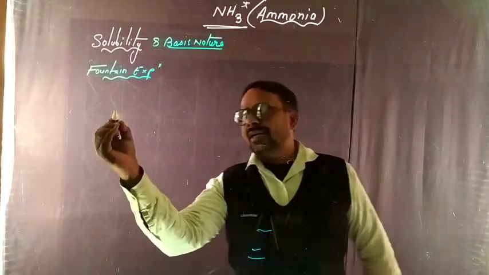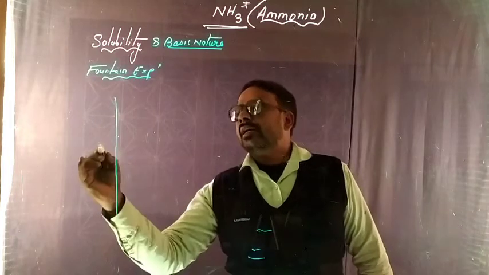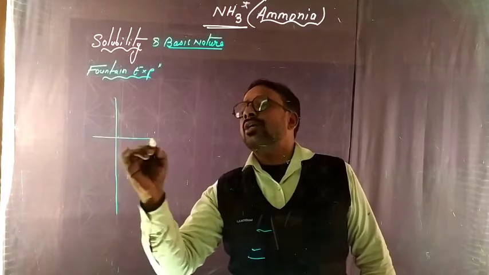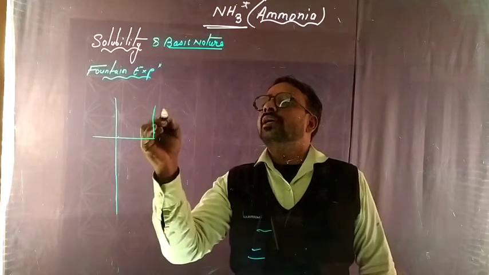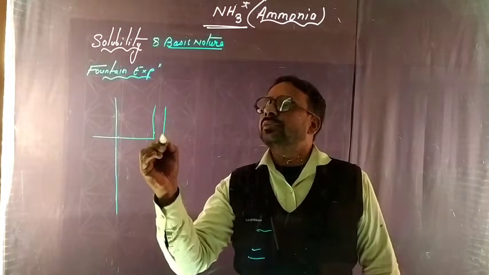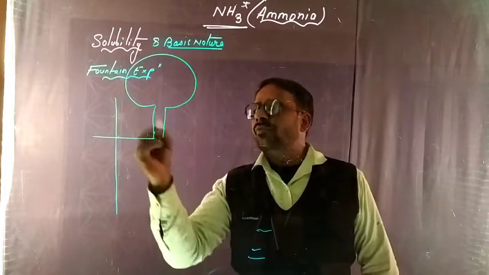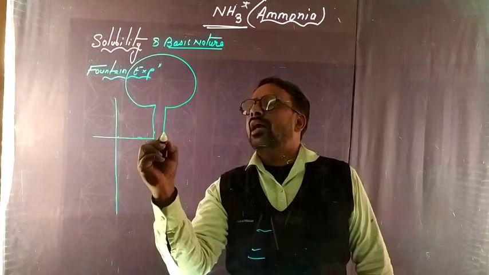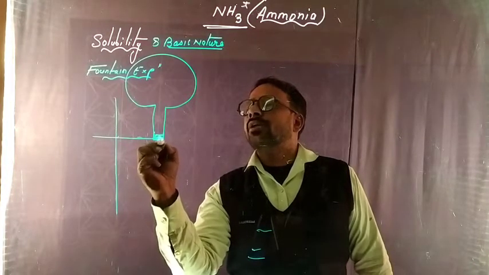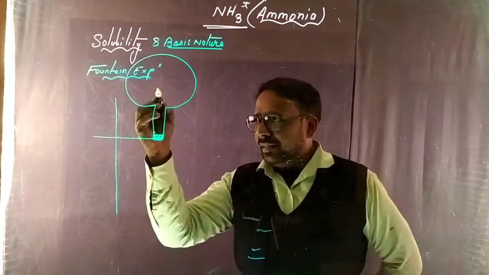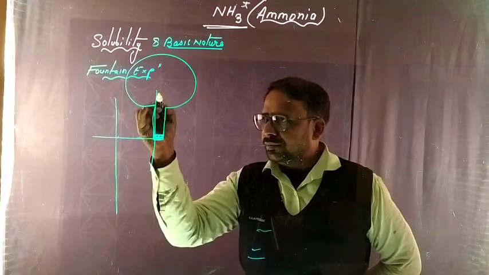We will take one stand like this. With the help of this stand, we take one round bottom flask, and its end is fitted with a cork, and it must be fitted with a dropper like this.